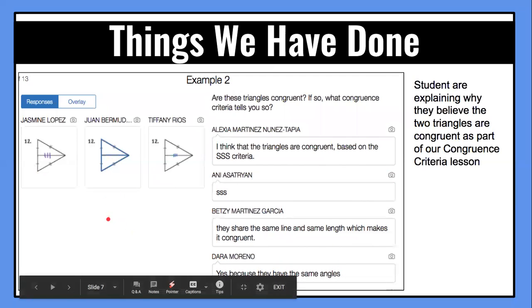I use Desmos. There are multiple ways to use this in the classroom, and this is just a couple of ways that I've been using it. I wish I had more examples of some of them, but I don't have more.